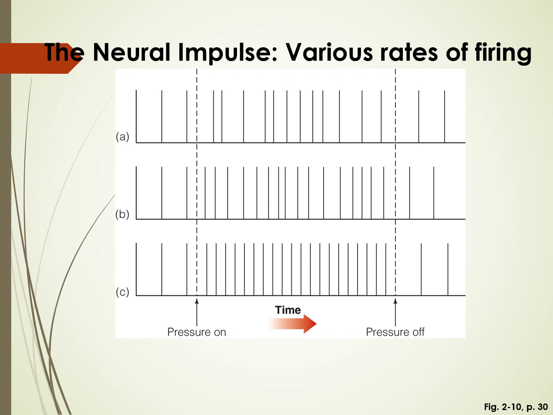So in A, I'm getting a very light touch, and you can see before that pressure even comes on, there's this slow kind of fire, fire. Pressure comes on. Fire, fire, fire, fire, fire, fire, fire, fire. Okay? Not too quickly, but faster than what I'm going to call spontaneous firing. Neurons do just spontaneously fire. That's what that is showing before the pressure comes on. Our neurons will fire spontaneously.